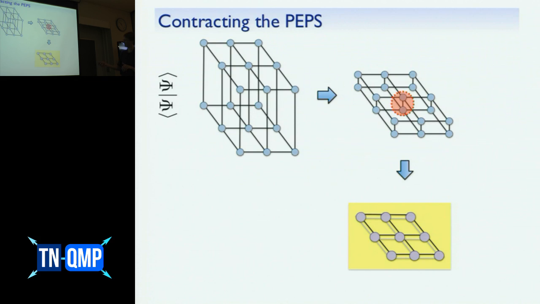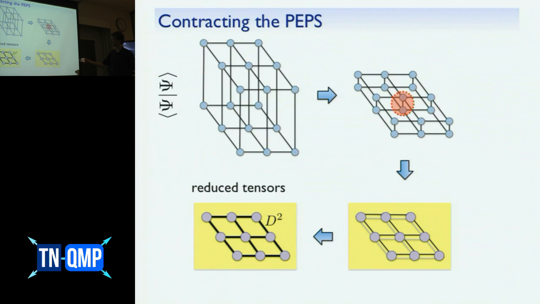And this results then in this square lattice network of these tensors here, which are also called reduced tensors. Right? So these reduced tensors, you obtain them by multiplying the corresponding ket and bra tensors. And then finally, we can also combine these two bond dimensions of D together to have like a big index between these tensors. So in the end, to compute the norm, this boils down to contracting this square lattice network of reduced tensors, right, which have the bond dimension of D squared.